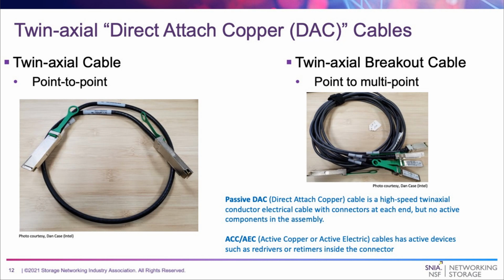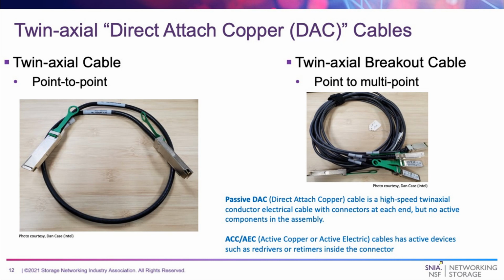One of the most common media types is the twin axial direct attach copper cable, also known as DAC. And DAC cables come in 2 different kinds, if you will, at a high level. There is the point-to-point, which is generally a 1-to-1 connector. And then we have on the right-hand side, the breakout cable. This is also a passive direct attach copper cable, and it's point to multi-point. So it's 1 point to 2 connectors, 4 connectors, maybe 8.